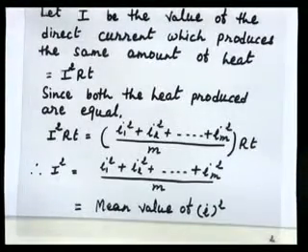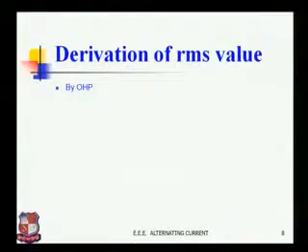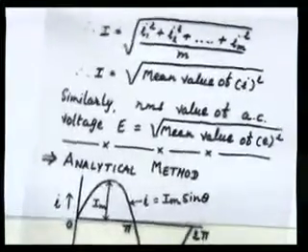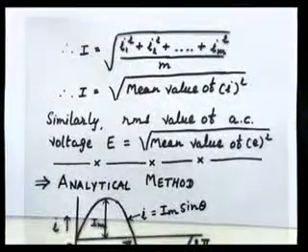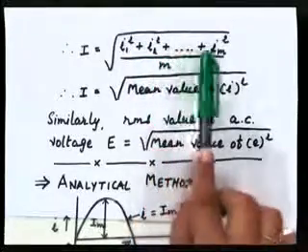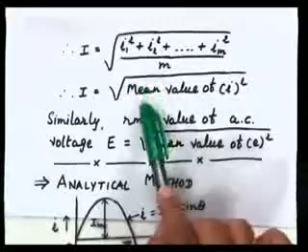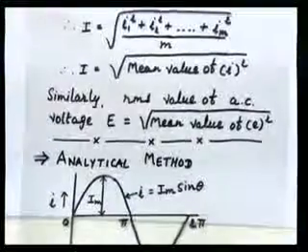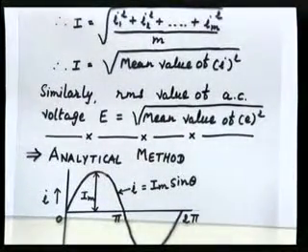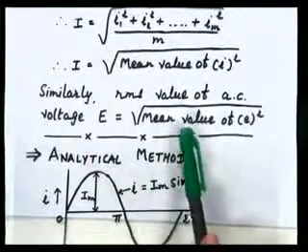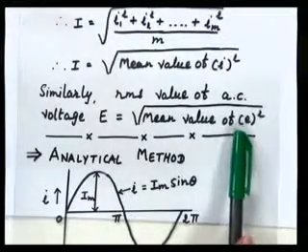So this is the mean value of I square, and you can rewrite this equation like this. This is our DC current, which is equal to under root of I1 square plus I2 square up to Im square divided by M, which is equal to under root of mean value of I square. Similarly, the RMS value for AC voltage, the same equation you can find for voltage also. E is equal to under root of mean value of E square. E is the induced EMF.